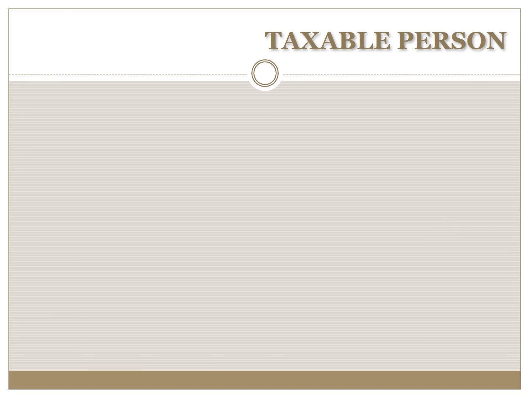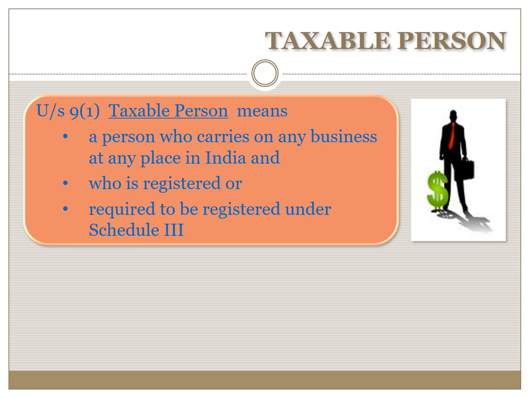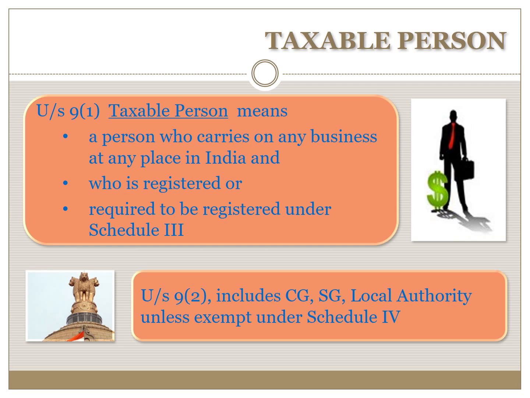Taxable person. Section 9 of CGST and SGST Acts define taxable person. Under Section 9 subsection 1, taxable person means a person who carries on any business at any place in India and who is registered or required to be registered under Schedule 3. Under subsection 2 of Section 9, central and state governments, local authorities, etc. are included unless they carry out a supply which is exempt under Schedule 4.